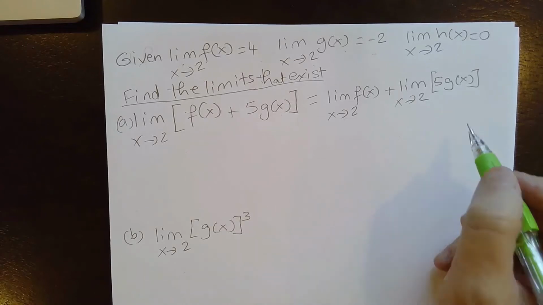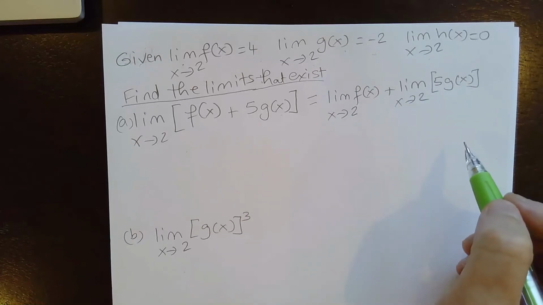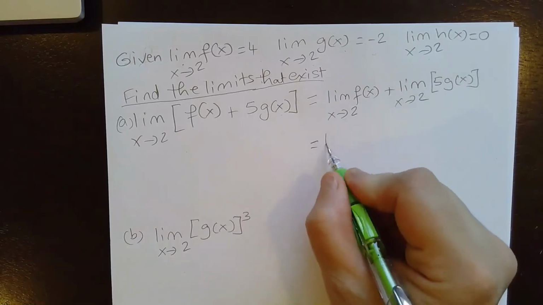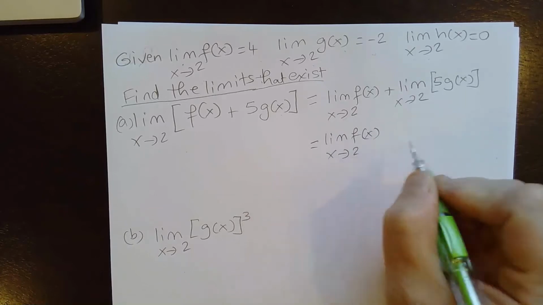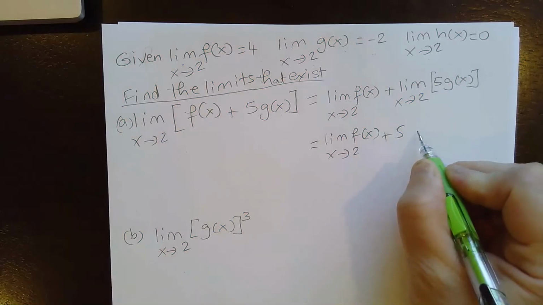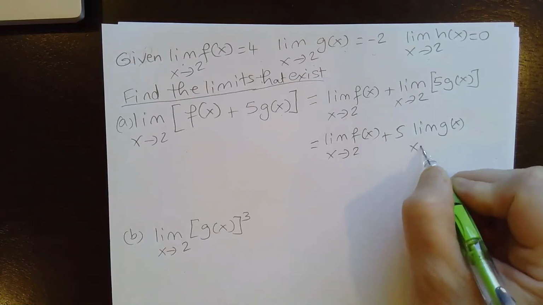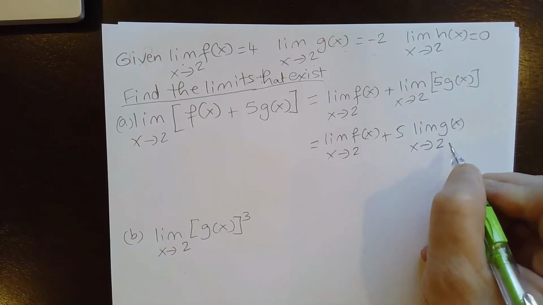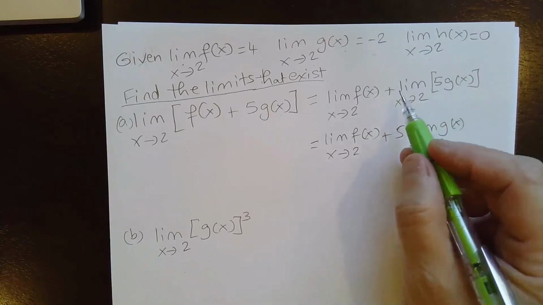Now what we can do, we can take the 5 out. That's the constant multiple law. So then that will give us the limit of f of x as x approaches 2 plus 5 times the limit of g of x as x approaches 2. So here we're using the constant multiple law. We can take out the constant.